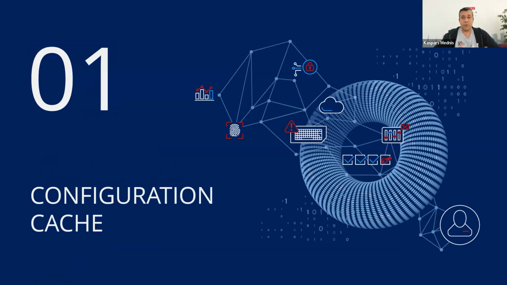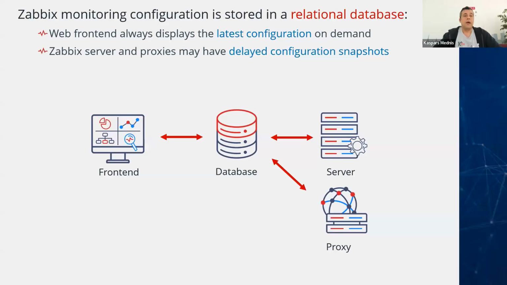Okay, so before we even begin to talk about those incremental changes, let's discuss a little bit. What is Zabbix configuration, how does it work, and where is it stored? Let's start with the configuration cache. I think most of you know that Zabbix monitoring configuration is stored in a relational database. Monitoring configuration means your items, triggers, so all things you are monitoring.